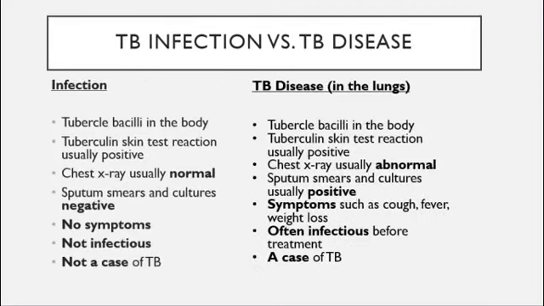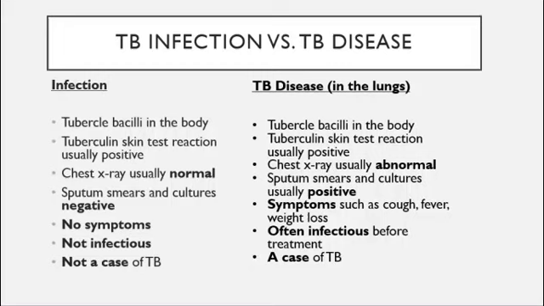Now we need to discuss the difference between TB infection and TB disease. With infection, you're going to have the tubercle rods or bacilli in the body. You're going to have the tuberculin skin test reaction, which is usually going to be positive. The chest x-ray is usually going to be normal. Sputum smears and cultures are going to be negative. You're usually not going to have symptoms in infection patients. They're not infectious, so they're not going to spread to others. And so it's not a true TB case.